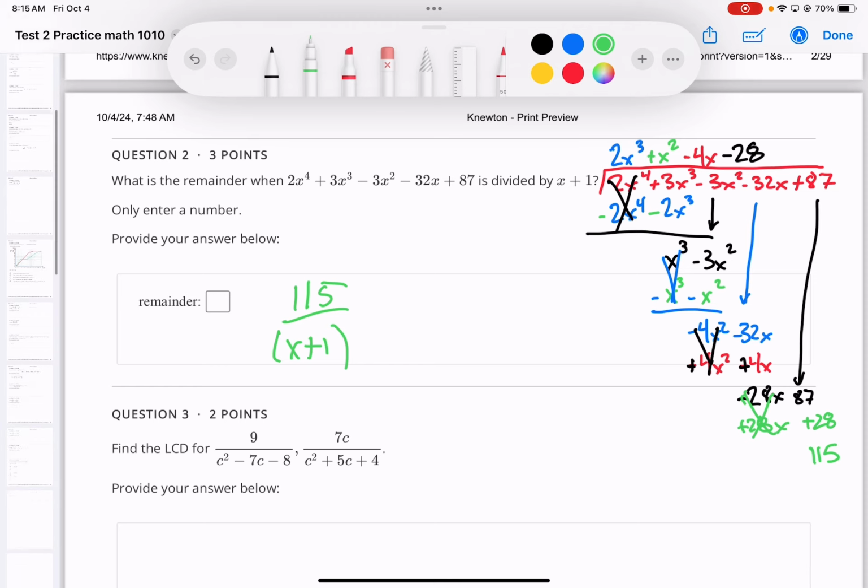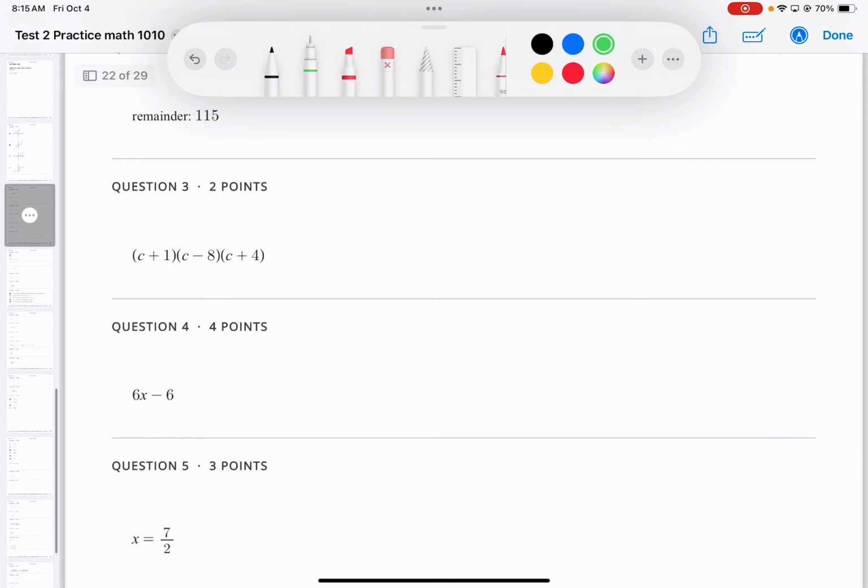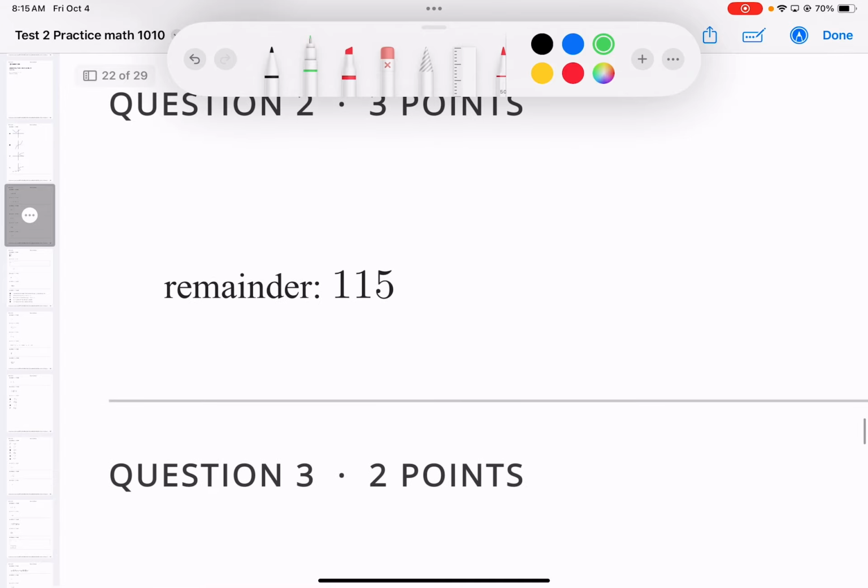So this is what? Just question 2. Wow, we're making great strides. Oh, it just says 115.